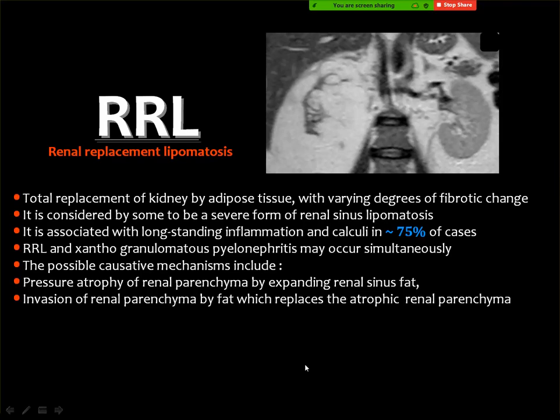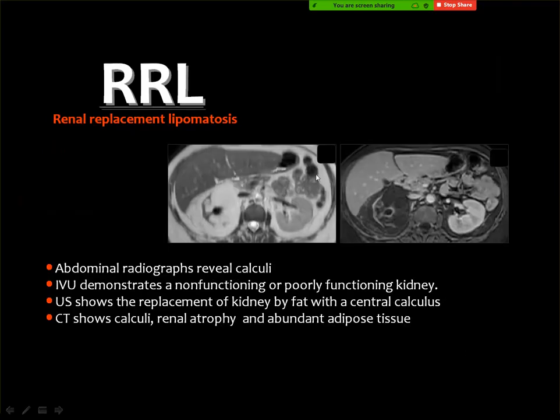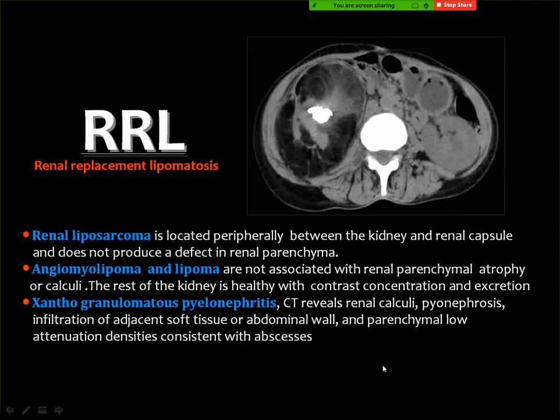There are many theories about this condition, but be careful in the diagnosis. And sometimes you see this is the normal left kidney, but the right kidney is totally replaced by fat, except for these fibrous strands and this very low signal stone. Then this is one of the topics that will be included in the lectures after that, but I wanted to give you some information about it. Then what are the differential diagnoses of this condition?